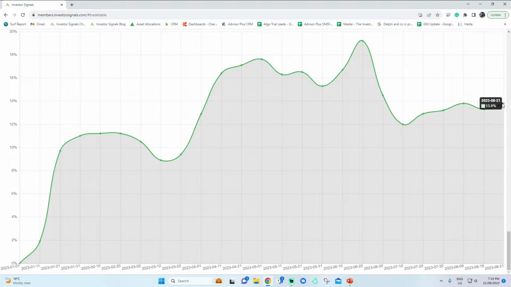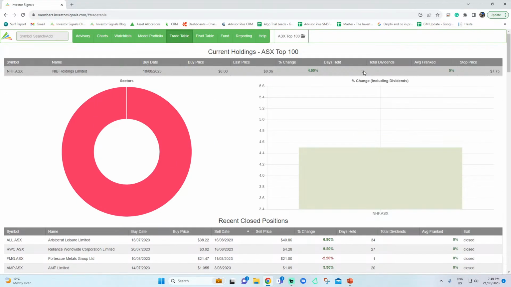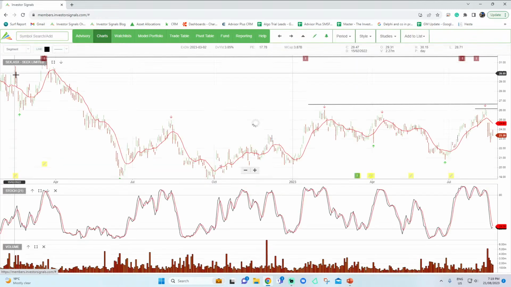And if we have a look at what that means right at the moment in the market, we're in mostly cash. We've actually only got one open position at the moment. It was NIB Holdings. It was added 3 days ago. And I'll just jump into the chart and we'll have a closer look at why it was added.